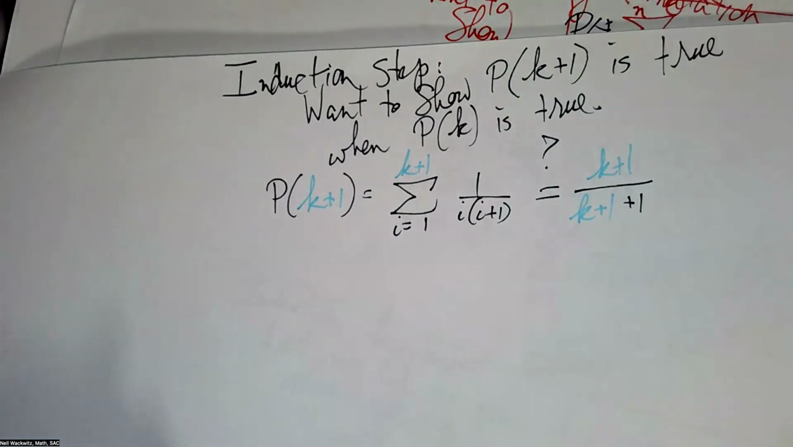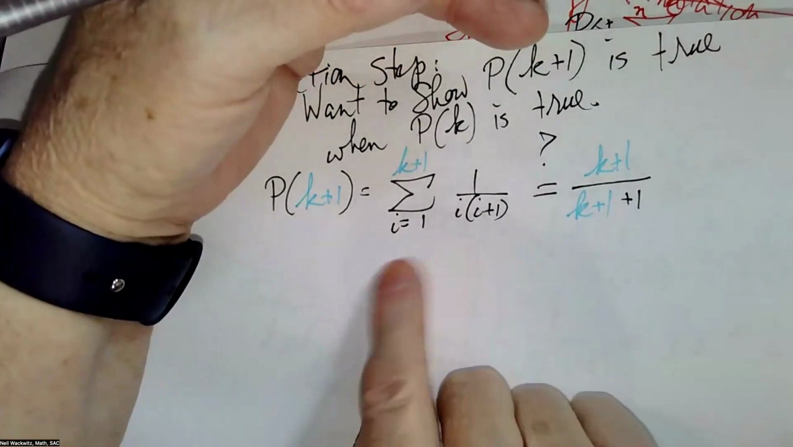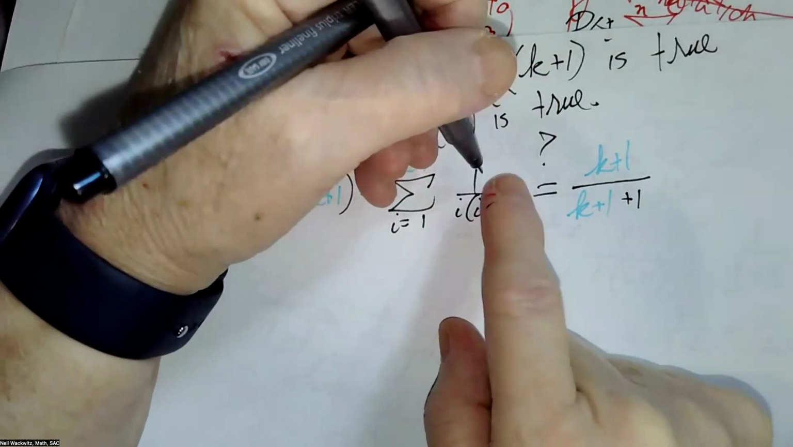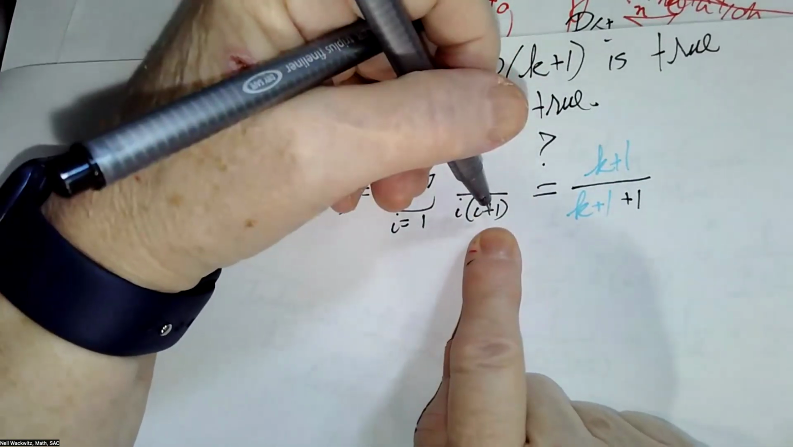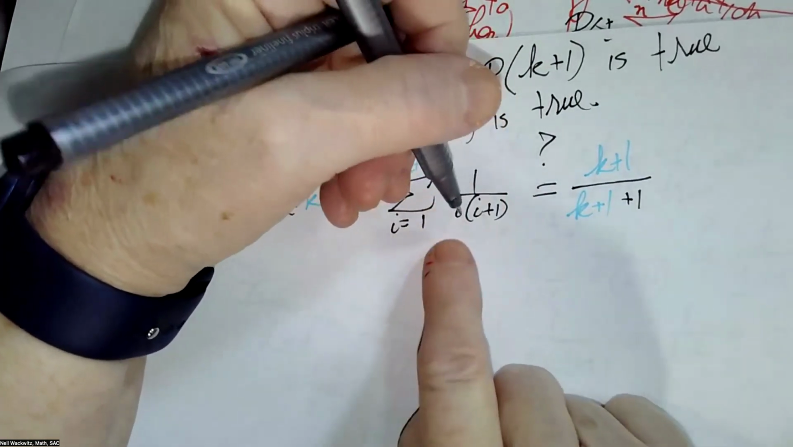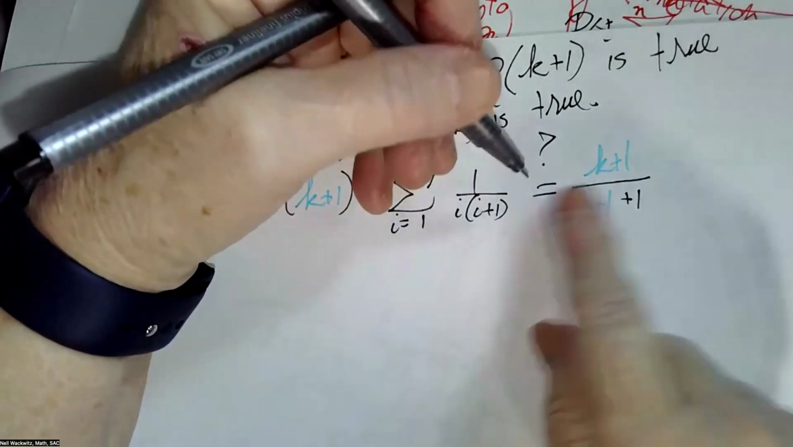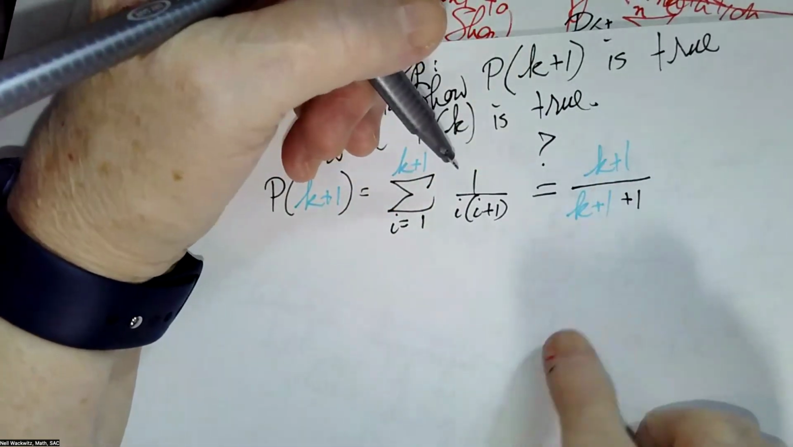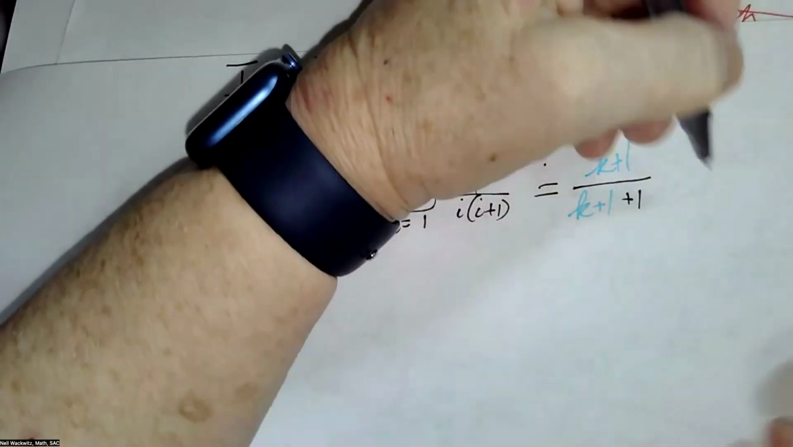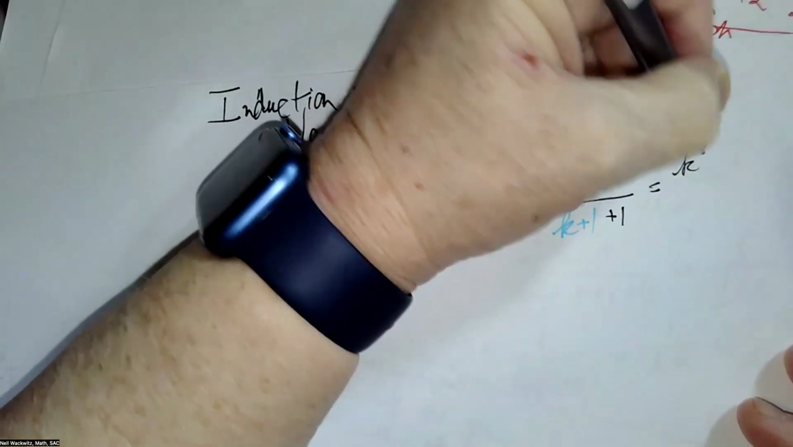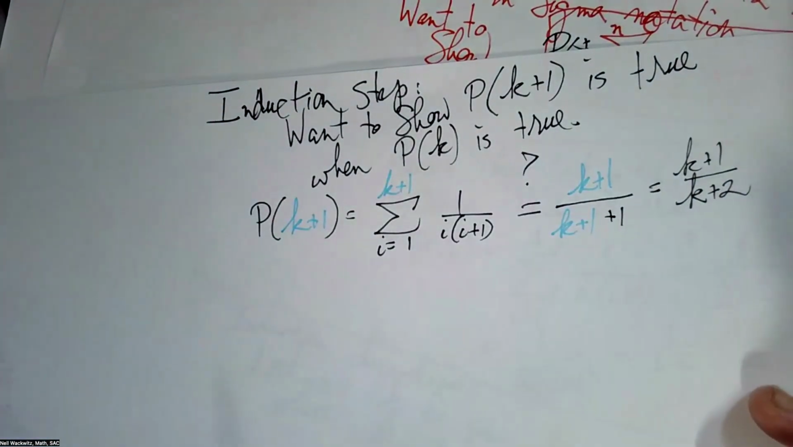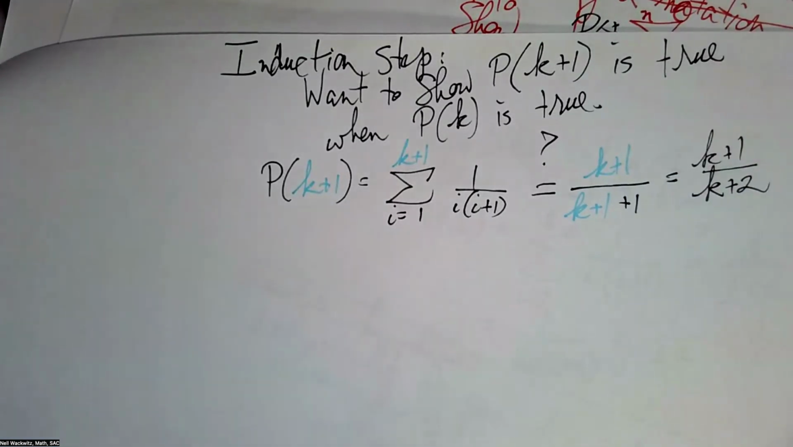So P of K plus 1 is the sum of the first K plus 1 integers plugged into this rule. So 1 over 1 times 2 plus 1 over 2 times 3 plus 1 over 3 times 4, all the way up to K plus 1. We want to show that that really does equal, let's write this more simply, K plus 1 over K plus 2. Well, that looks better.